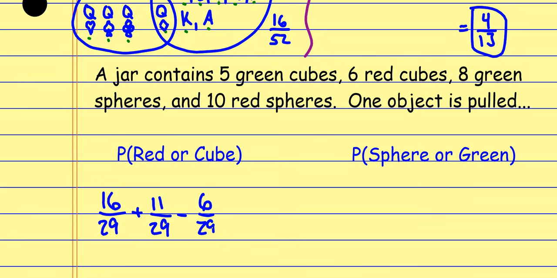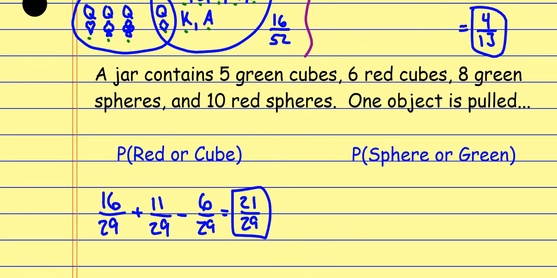It's the 6 of them that I counted twice. So now by subtracting that, I'm only counting them once. All right. And so here, when I combine all those, it gives me a 21 out of 29. And that's it. Okay, so we just have to remember to subtract the overlap when there is overlap.